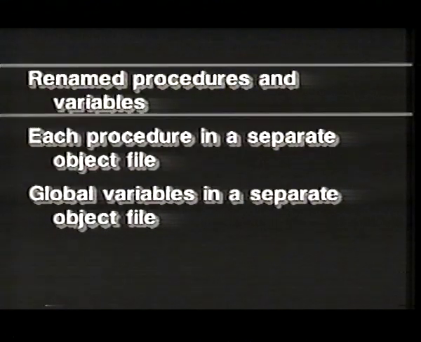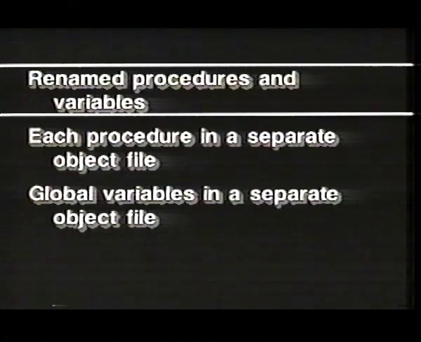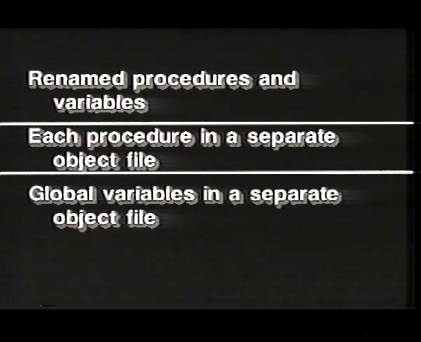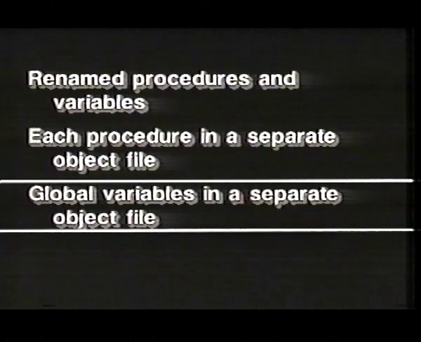John, is it possible to use the linker to make an application from object files generated by the application compiler and those generated by the procedure compilers? In general, no. The application compiler generates object files which differ from those generated by the procedure compilers. It renames procedures and variables, it puts each procedure in a separate object file, and it puts global variables in separate object files.